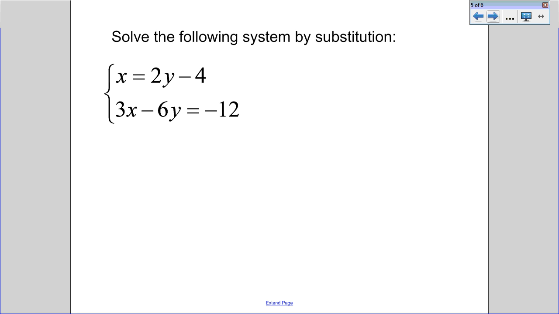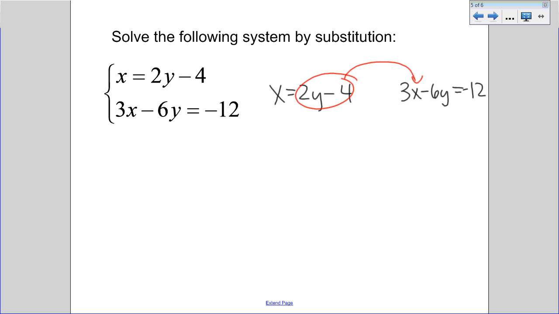We want to solve this by substitution. And so we have x equals 2y minus 4. Notice we already have x equals, so this is going to be a really quick substitution problem. We have x equals 2y minus 4, and I have 3x minus 6y is equal to negative 12. So we're going to take x equals and plug that in for x. So that 2y minus 4 is now replacing the variable. So we're going to have 3 times 2y minus 4 minus 6y equals negative 12.